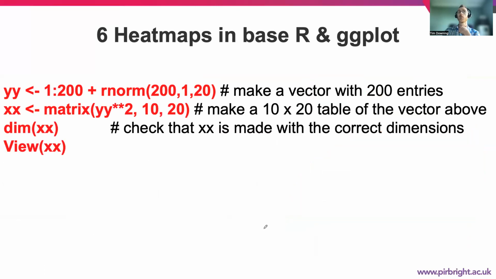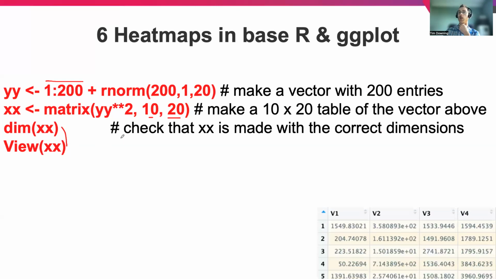So as input data, what we can use is just create some vector y with 200 values where there's sufficient noise to differentiate them. And then what we're going to do is create a matrix that's a 10 by 20 table. We're taking the square of those values just to make it more like maybe gene expression, protein expression data. And then we're creating a matrix from that. And then we can view it to check that it looks okay. If we do that, we'll look at something like this.